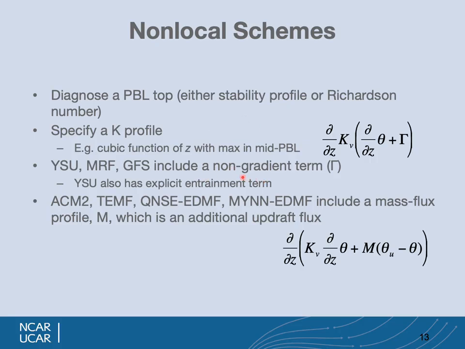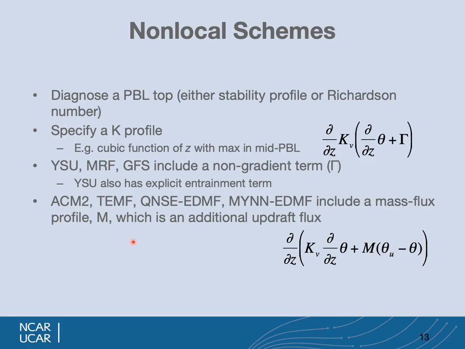Then there's this non-local term, also called a countergradient or non-gradient term, gamma. So even when theta, for example, is well mixed and this term goes to 0, there's still a flux given by K gamma. And remember K has its parabolic or cubic profile, and it distributes flux from the lower boundary layer to the upper boundary layer, even when there's a well-mixed boundary layer. So it represents a non-local part of the flux that's independent of the local theta gradient.